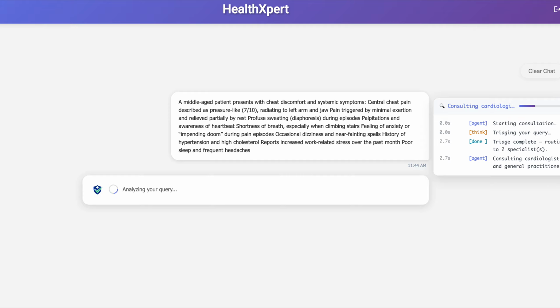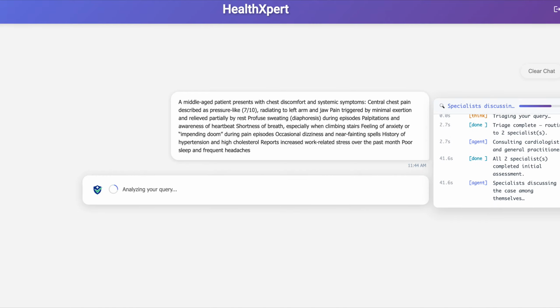the episodes, palpitations and awareness of the heartbeat, shortness of breath, especially when climbing stairs, feeling of anxiety or impending doom during the pain episode, occasional dizziness and near-fainting spells, history of hypertension and high cholesterol, reports increased work-related stress over the past month, poor sleep and frequent headaches.